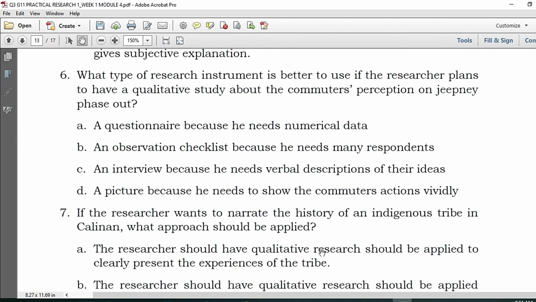Okay, for number 6, what type of research instrument is better to use if the researcher plans to have a qualitative study about the commuter's perception on jeepney pace out? A. A questionnaire because he needs numerical data. B. An observation checklist because he needs many respondents. C. An interview because he needs verbal description of their ideas. D. A picture because he needs to show the commuter's actions vividly. Okay, what's your answer? Okay, correct. Letter C.